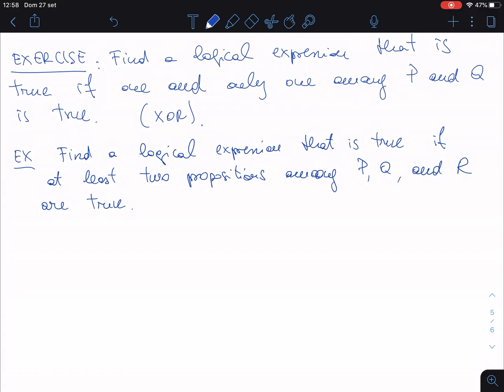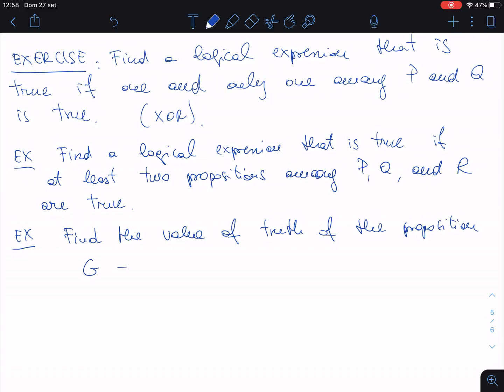And the last exercise I propose to you, find the value of truth of the proposition G that says G is false. When a proposition says of itself that it is false, is it false or true? Okay, let's go to the next video.